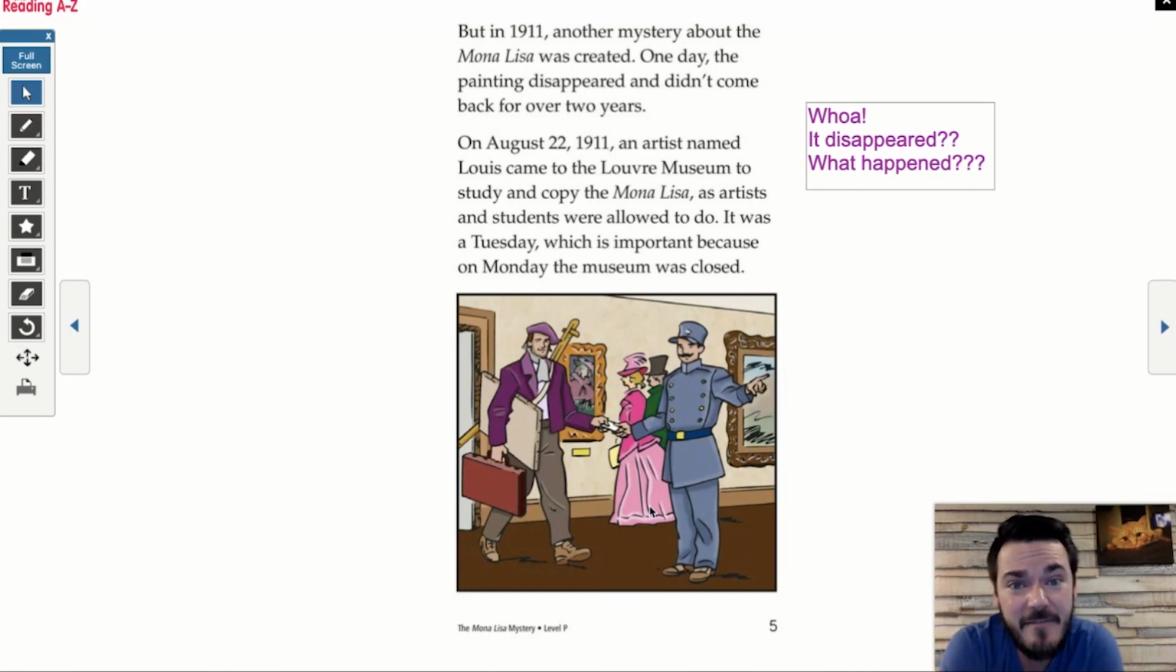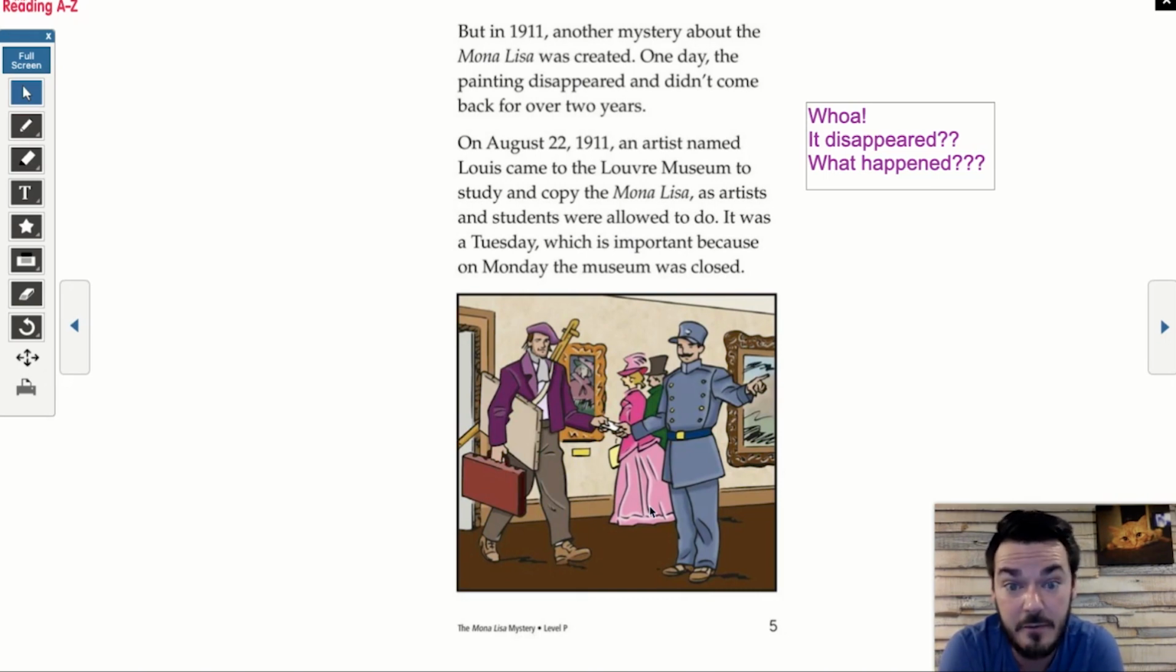But in 1911, another mystery about the Mona Lisa was created. Oh, here we go. I think this is going to answer my other question. One day, the painting disappeared and didn't come back for over 2 years. Whoa, it disappeared? I wonder what happened to it. On August 22nd, 1911, an artist named Louis came to the Louvre Museum to study and copy the Mona Lisa, as artists and students were allowed to do.